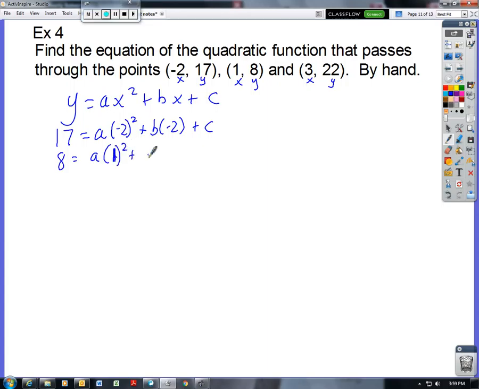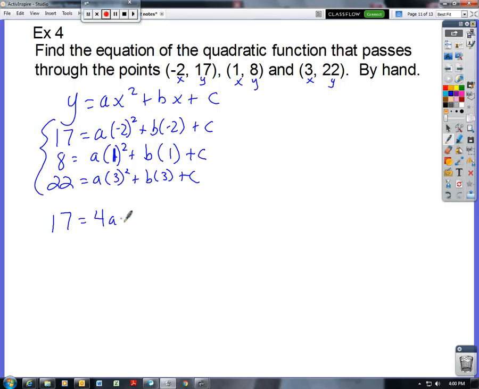Oh, sorry. It's hard because I have to look up and my neck gets sore. x is 1. And then the last one, 22. 3 squared plus b times 3 plus c. So that's the original setup. Then I'm going to go through and simplify these slightly. So that's going to be 4a minus 2b plus c. 8 equals a plus b plus c. And then 22 equals 9a plus 3b plus c.